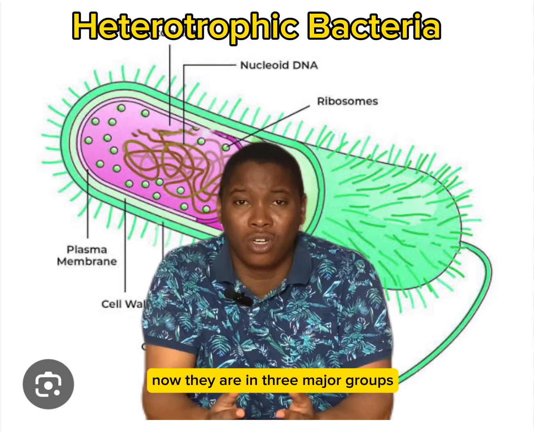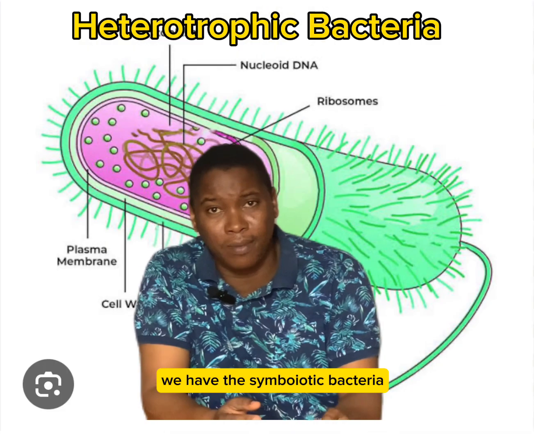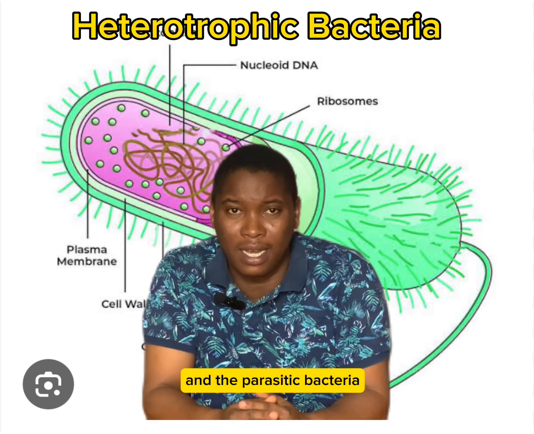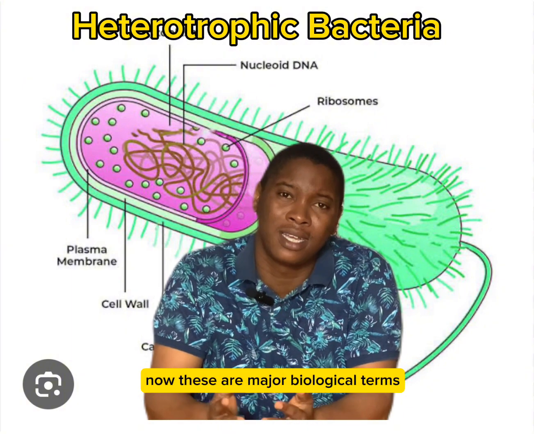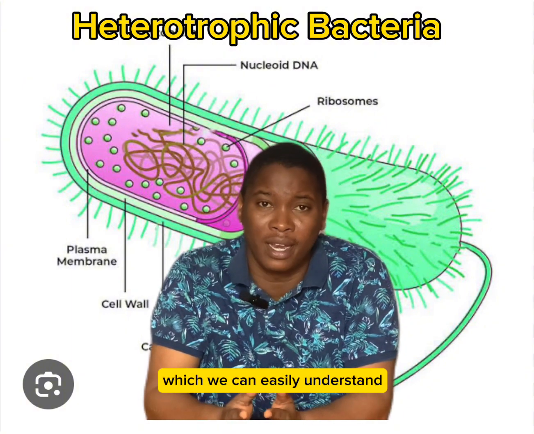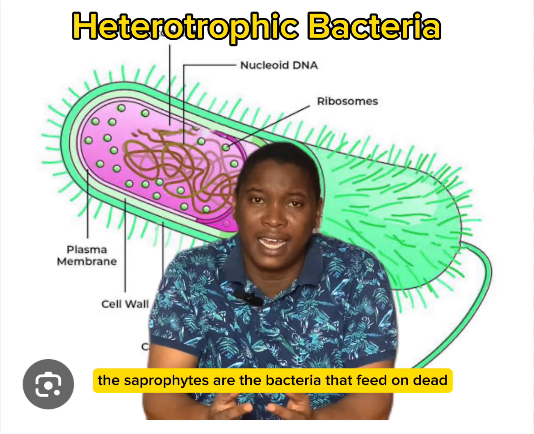Now, they are in three major groups. We have one, the saprophytes, we have the symbiotic bacteria, and the parasitic bacteria. Saprophytes, symbiotic bacteria, and parasitic bacteria. Now, these are majorly biological terms which we can easily understand. Now, the saprophytes are the bacteria that feed on dead and decaying matter.